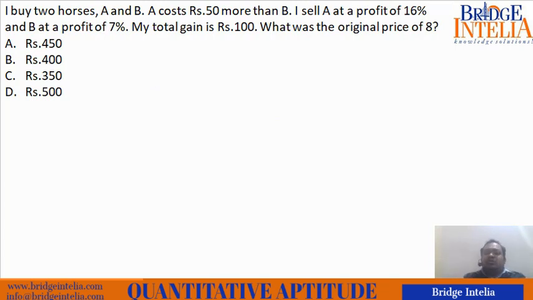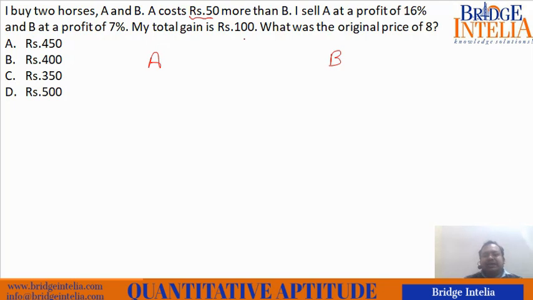I buy two horses, A and B. So this guy is buying two horses. A costs rupees 100 more than B. Now since we are dealing with percentages, always keep a tendency to choose such variables, finding percentage of which would be easy. So I sell A at a profit of 16% and B at a profit of 7%.